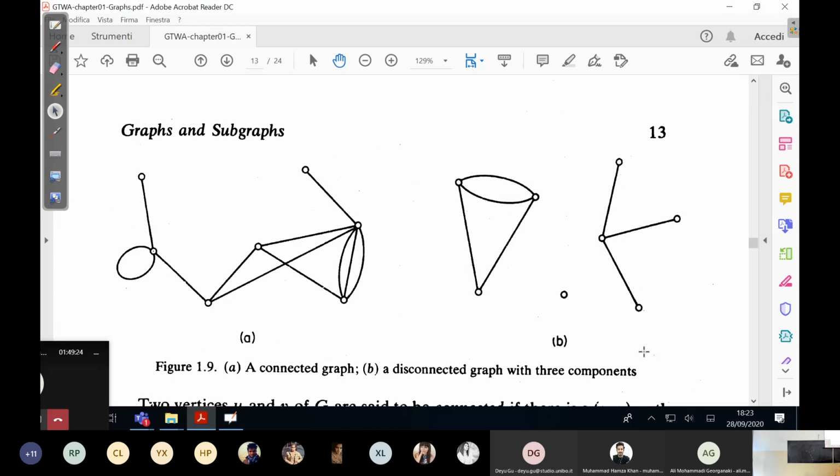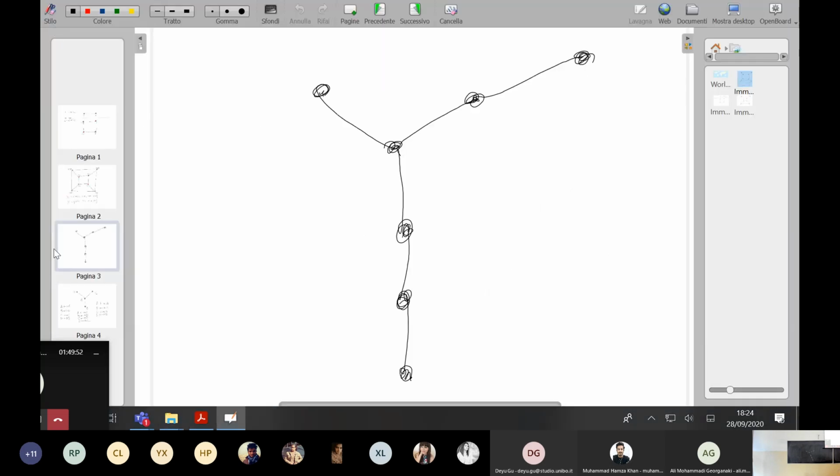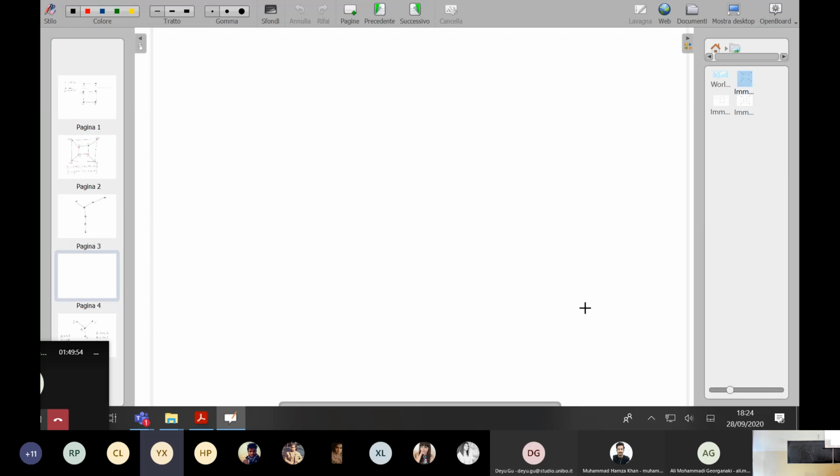Maximal. This is an important adjective which is different from maximum. We'll have both maximal and maximum. And a component is a maximal connected subgraph. What do I mean by saying maximal? Let me show it by repeating this drawing. Okay, I had this, right?